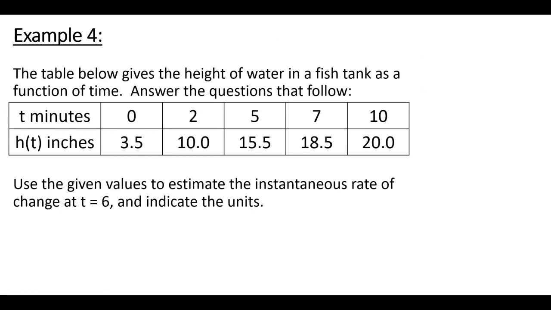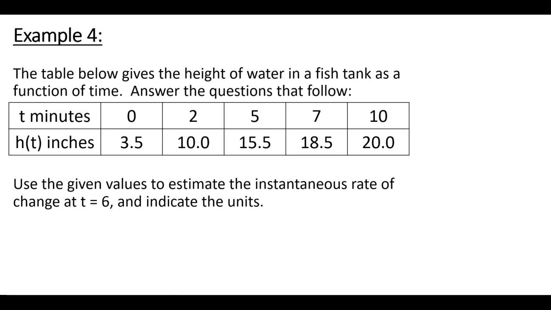So here we go. Example 4. The table below gives the height of water in a fish tank as a function of time. Answer the questions that follow. So here's what this means. At t equals 2 minutes, the height is 10 inches high. So we've got a tank that looks like it's filling up with water. Now, I would think that the water's coming in at the same rate all the time, but who knows? Maybe sometimes we're using 1 hose or 2 hoses or 3 hoses. Why the rate of the water coming into the tank would be changing, I don't know, but maybe it is.